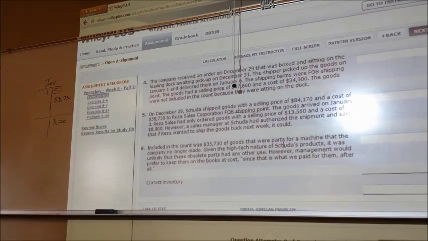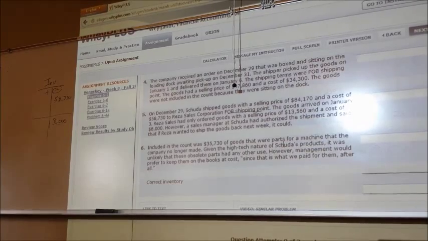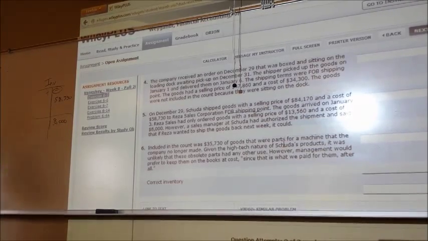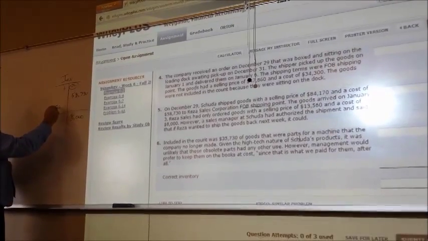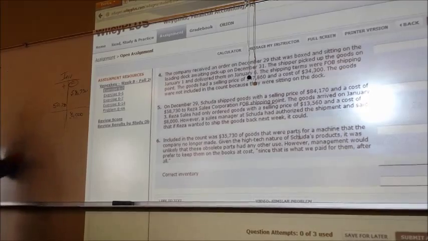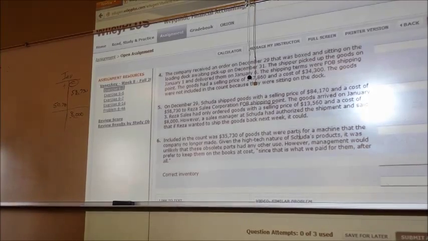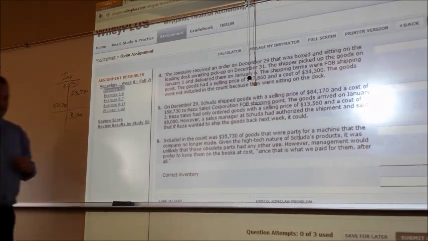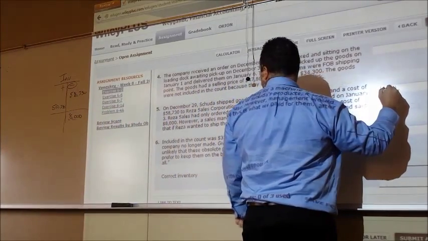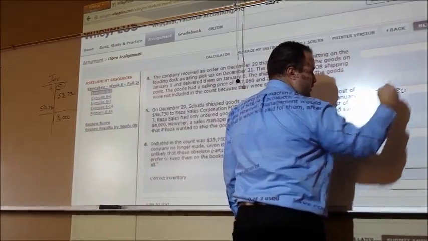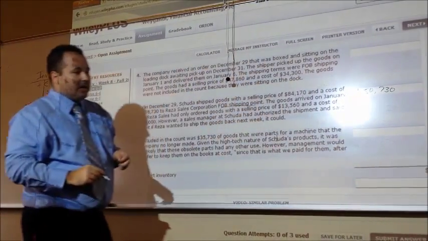How do I need to fix my ending inventory? Debit it with $50,730. Yeah, I need to debit the difference here. I need to put back into my inventory $50,000 of goods because I really didn't sell them. I need to show that we really have $50,730 more than what my beginning number was.